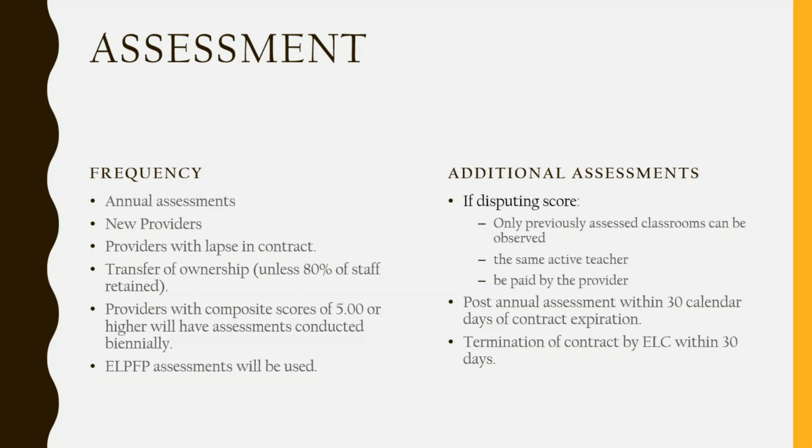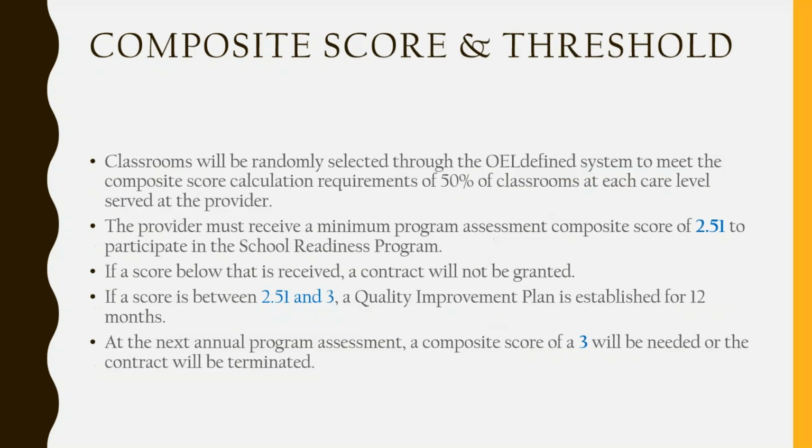If you have a composite score of 5 or above, you will only be assessed every other year. If you're in the early learning performance funding program, all your class scores that we get through that will be used for House Bill 1091. You can dispute a score if you don't like it. You can dispute it and have your classroom assessed again by a different teacher. However, you will have to pay for that assessment. All assessments must be done within 30 days of contract expiration. And if for some reason a contract has to be terminated, we need to give you 30 days notice.